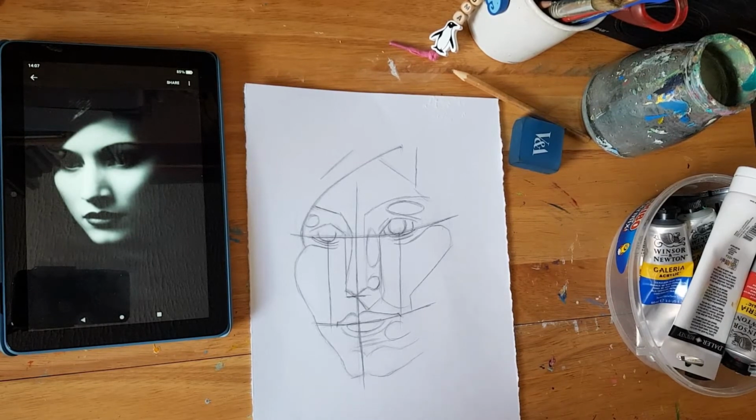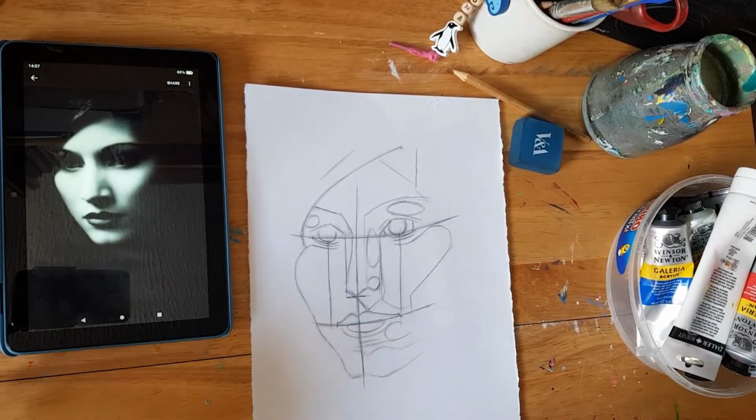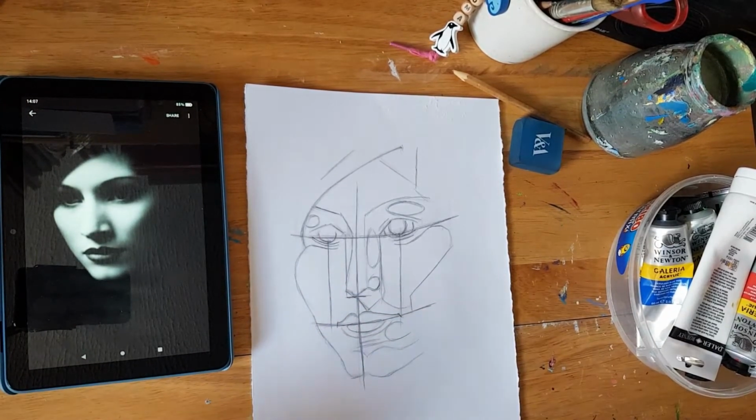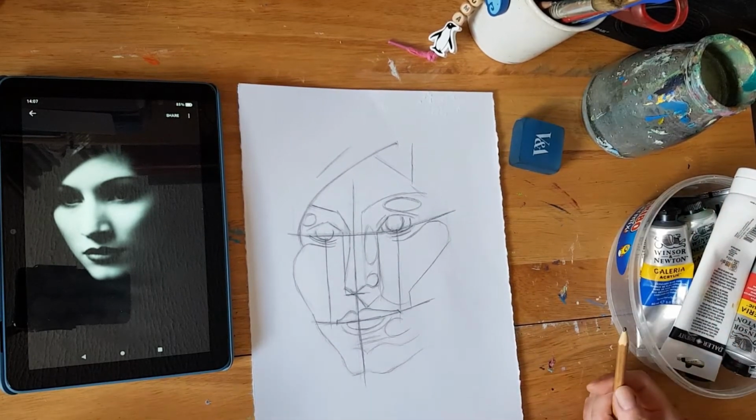We are doing a portrait with this sort of special spotlight effect. This technique was made famous by Rembrandt. Other artists did it, but he was a particular master at it.